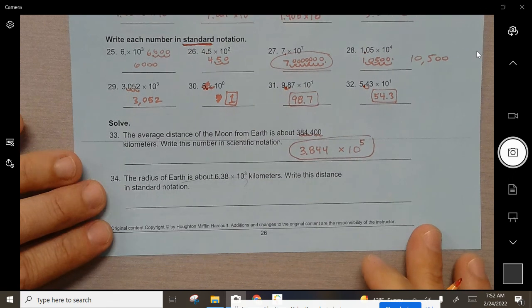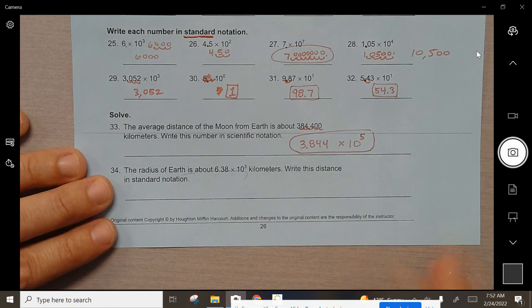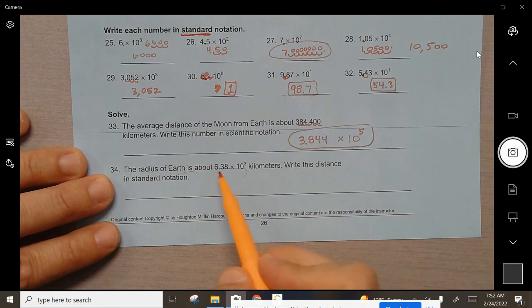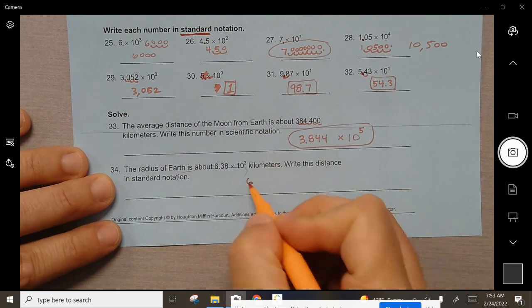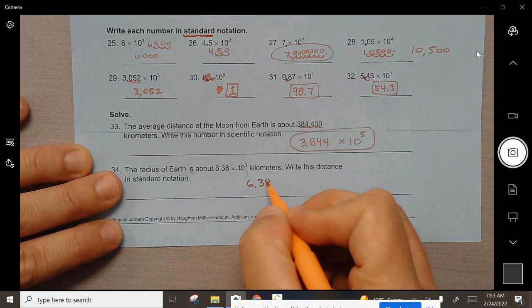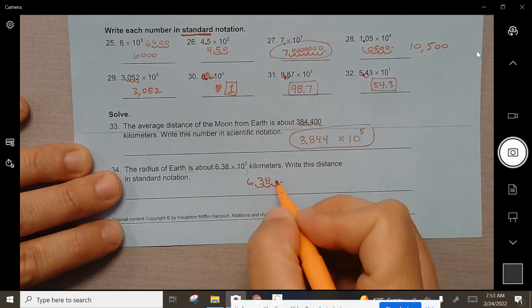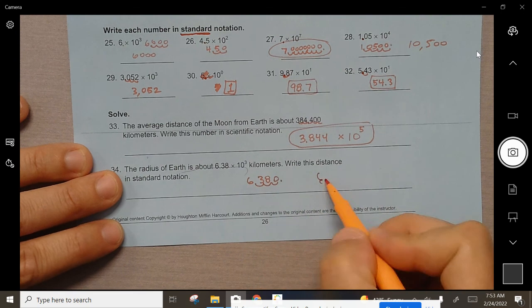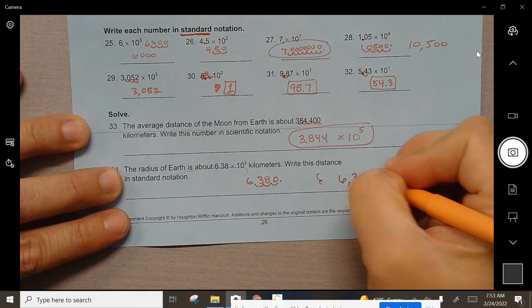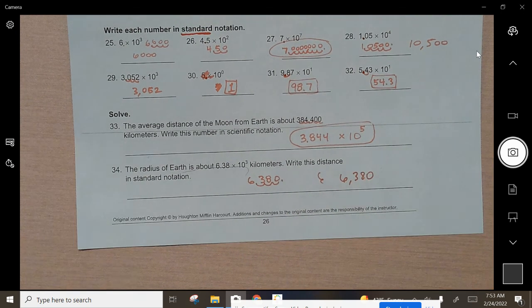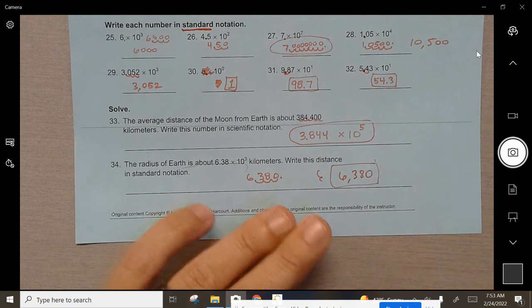Okay. And then the radius of the Earth is 6.38. We're going to go 6.38. And how many spots are we supposed to go? 3. 1, 2, 3. And there's your decimal. It moved over. All right. And that's going to be 6,380. Okay. It's confusing. I get it.